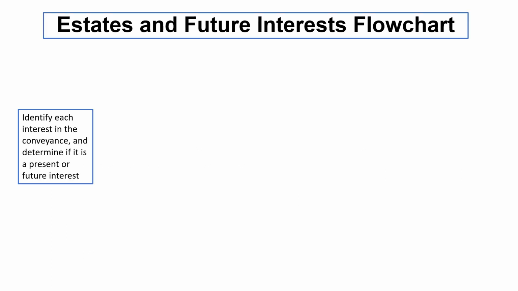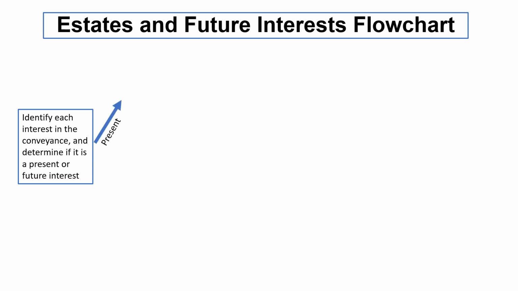Now let's take a look at the flowchart that gives us an overall process for analyzing estates and future interests in land. The first thing we need to do, as we said on the previous slide, is to identify each interest in the conveyance and determine if it's a present or a future interest. Now that's normally perfectly easy to do, but we need to do it for each individual interest, and then we need to follow the flowchart through for each of those interests.